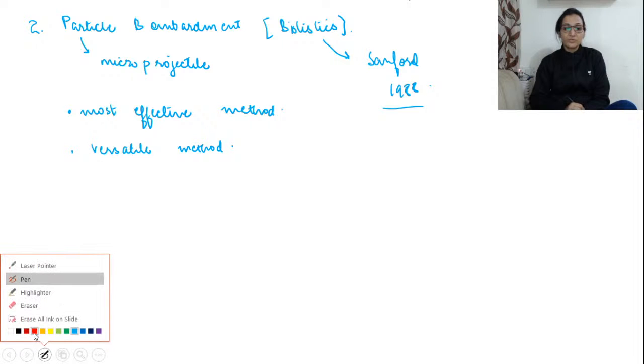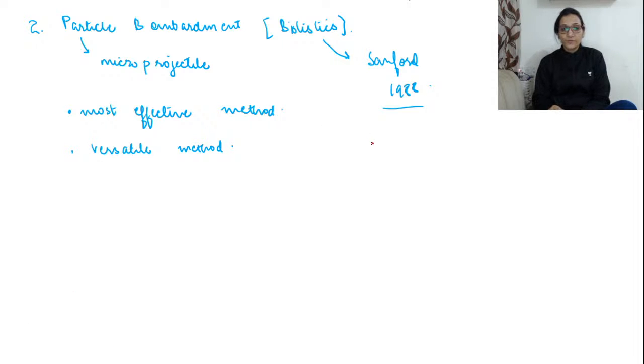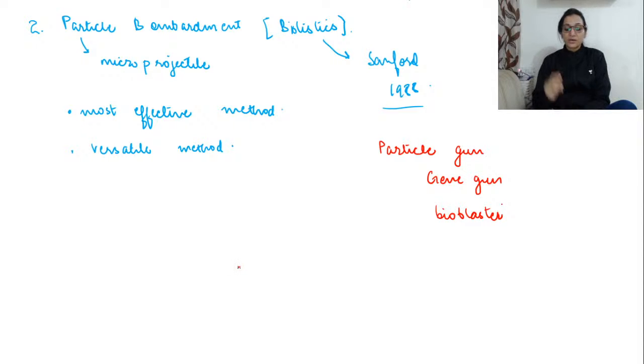There are other names also for this. There are various names, so the names should not be forgotten. The names used for this are particle gun method, gene gun, and blaster. These are the things associated with this. So what happens in this is a micro carrier will be used.